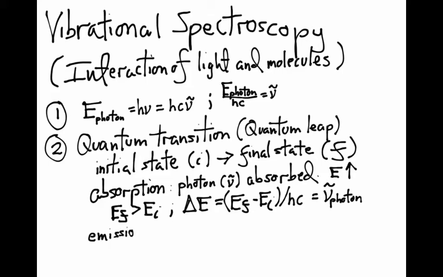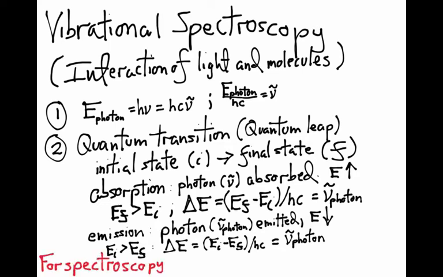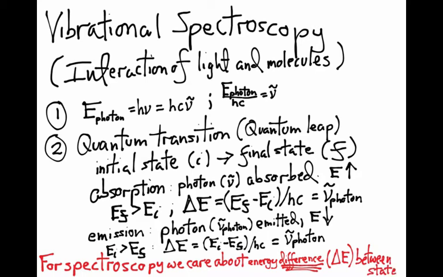On the other hand, if we're emitting light, if the molecule spits out a photon, then the energy of the molecule has to go down. So the initial energy is going to be greater than the final energy, and the delta energy is going to be E initial minus E final over hc. Again, that's the wave number of the photon. So the critical thing here is that in spectroscopy, when we emit or absorb light, we care about the energy difference between two quantum states, delta E. So we're going to focus on the energy difference now that we have these energy level expressions.